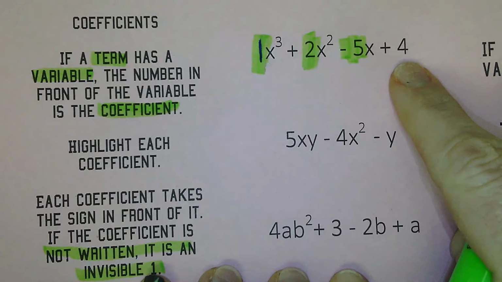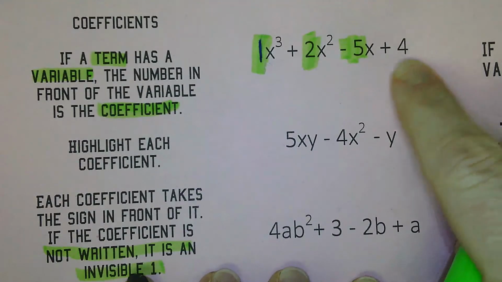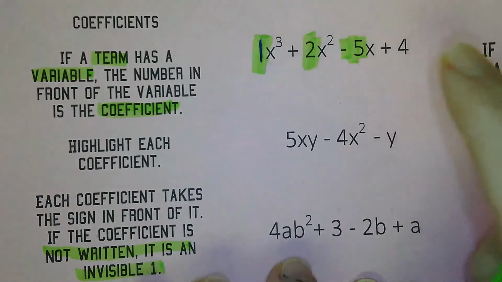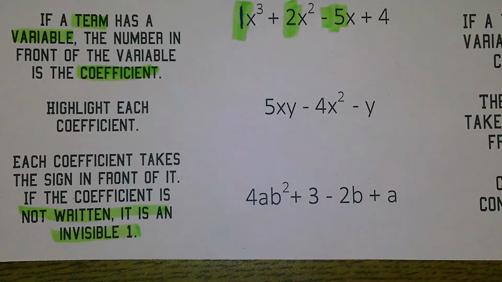This is not a coefficient. I am not going to highlight the positive 4 because there's no variable. It's not a co-anything. It's by itself. So I'm going to pause the video. I would like you to try these 2 on your own.